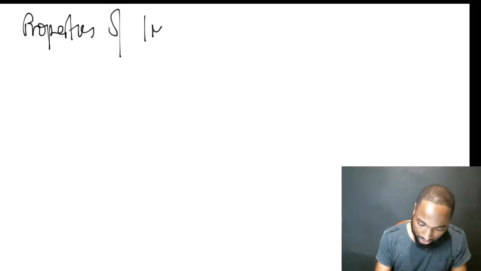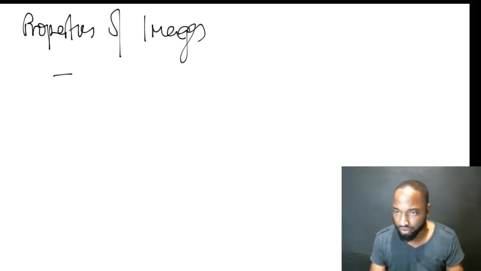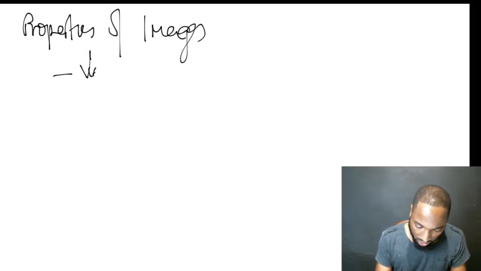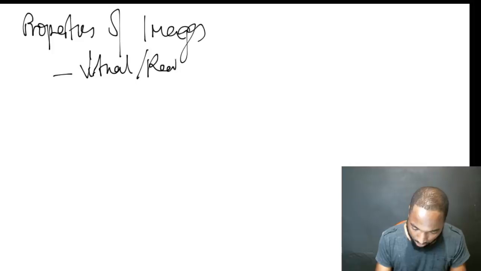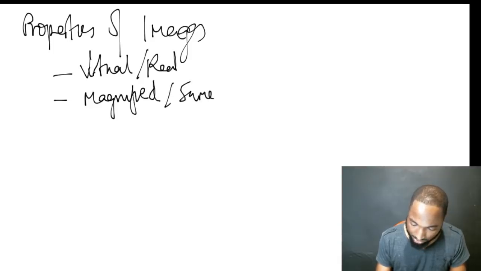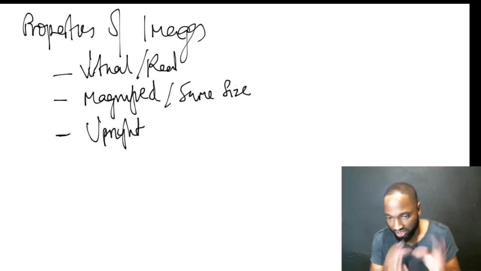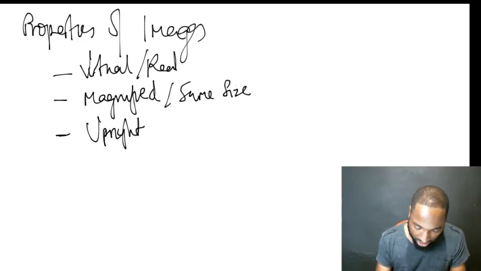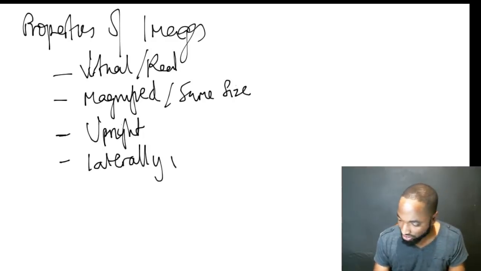So now that I see that, let's write the properties of the image one time. We are to come back to this. Properties of images. What are the properties you could have? You could have the properties whether they're virtual or real. You could have the property whether they're magnified or the same size, whether it's upright, or vertically inverted and laterally inverted. Laterally inverted means like when you're watching in a mirror.